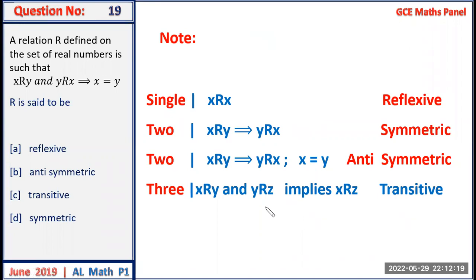All right, so which of these conditions do we have here? Anti-symmetric. So it's anti-symmetric.